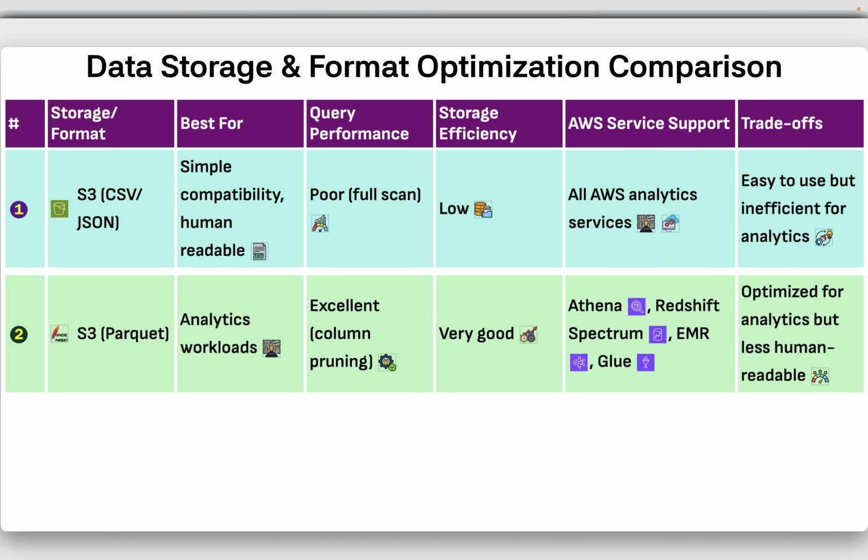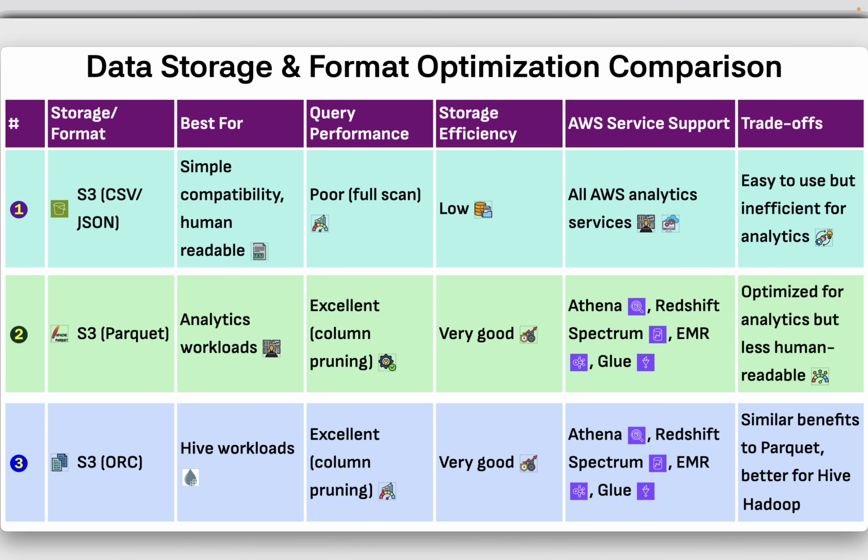Next, S3 Parquet. It is best for all kinds of analytical workloads. Query performance is excellent because it is columnar based data. Storage efficiency very good. AWS services which support are Athena, Redshift Spectrum, EMR, and Glue. Trade-off: optimized for analytics but less human readable. Basically, you cannot read directly from Parquet. You have some readers, but you have to use those specialized readers.